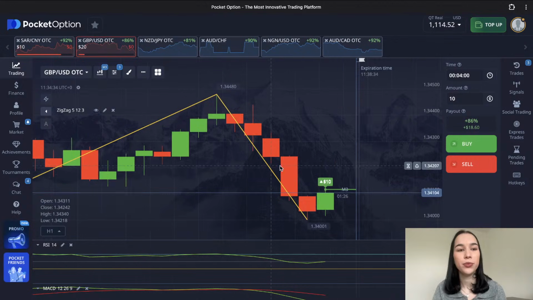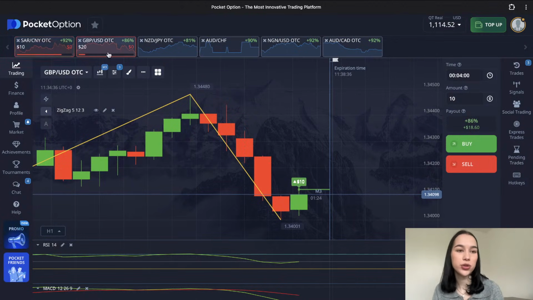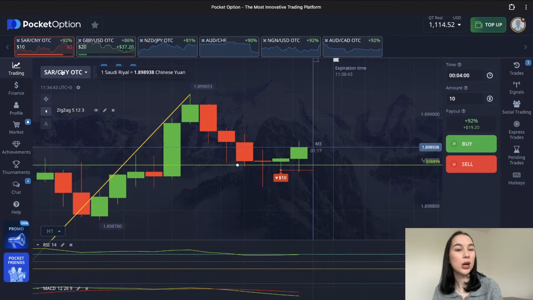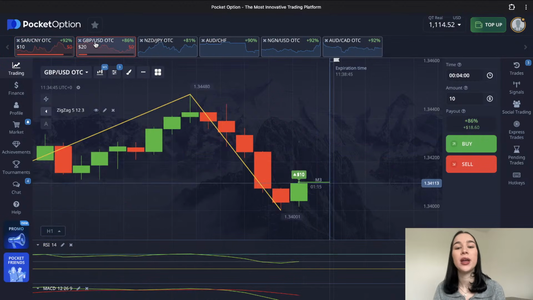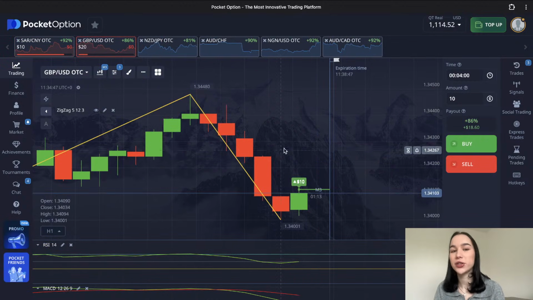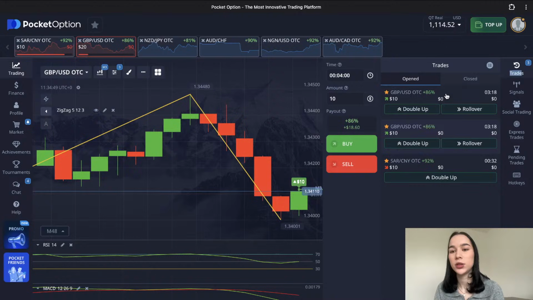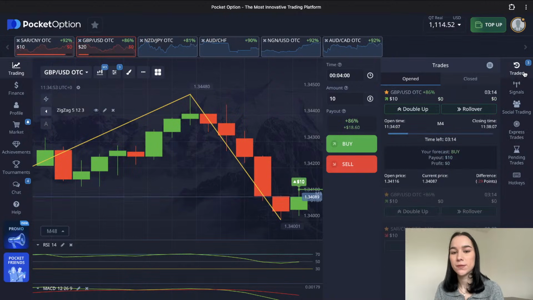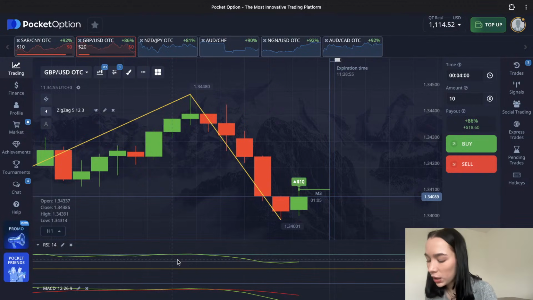Okay, but here we're gonna check out also how it's gonna be. It's actually two different currency pairs, absolutely. It's British pound and US dollar, and Saudi Riyal and Chinese yen. So yeah, here it's fluctuating a little bit. Sometimes we're in the plus, sometimes not. So we're just gonna wait.